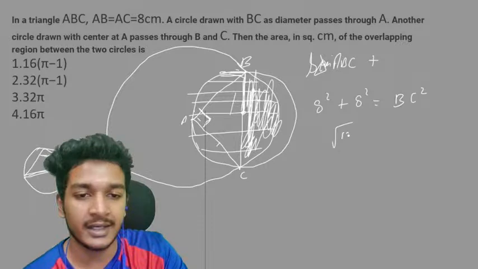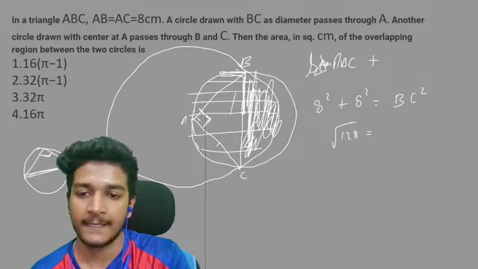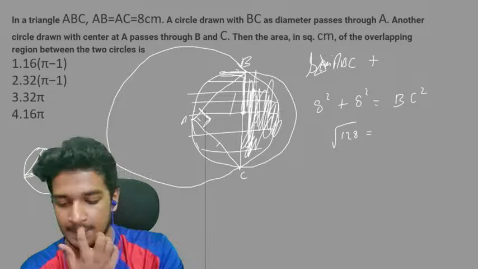What is root 128? Quickly tell me, very easy. What can you write root 128 as? I'm seeing if you're able to remember how to solve roots like these. No answers so far. What happened?